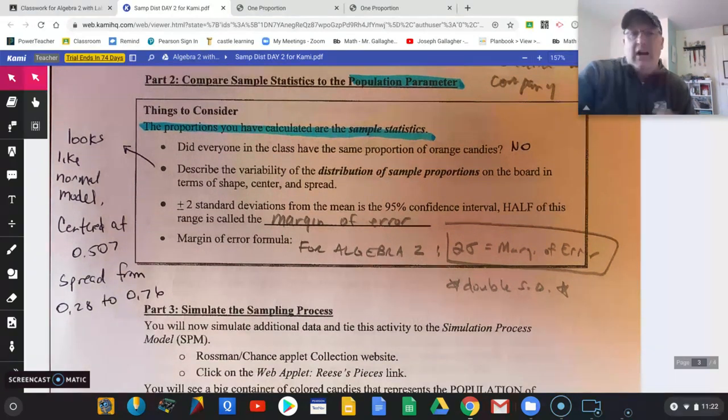If I ask you to describe the variability of the distribution on the board, that's really talking about that dot plot we did. You'd be able to say now, after our notes from a couple days ago, it looks like the normal model. You can still use the word bell curve if you want to. It looks normal. It's mostly normal. It was centered around 0.5, and for the spread I went with just the range. It went from 0.28 to 0.76. So that's my distribution of sample proportions.